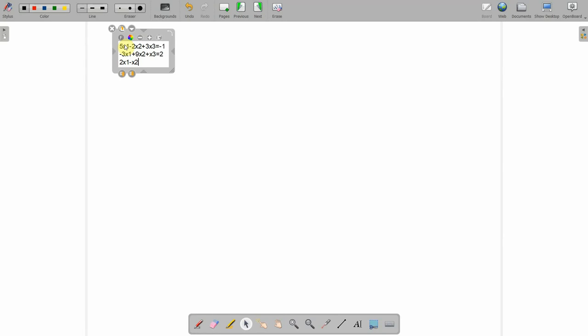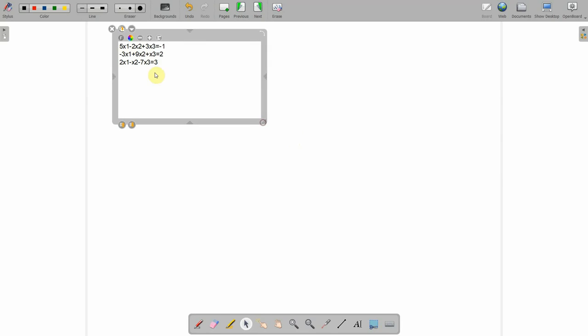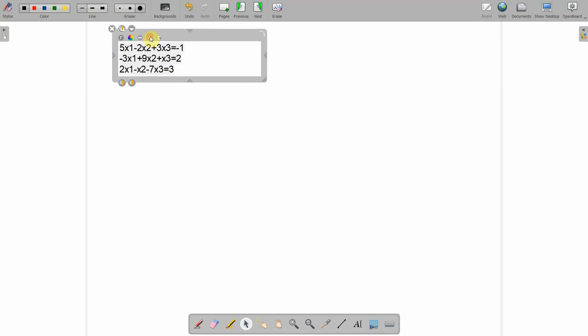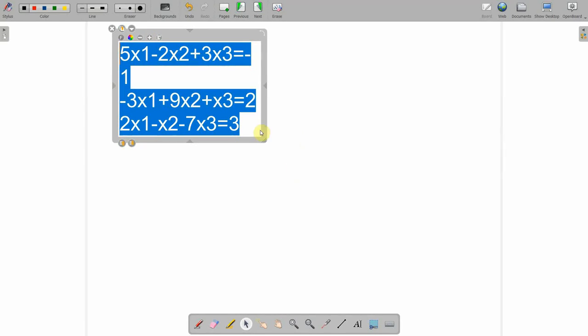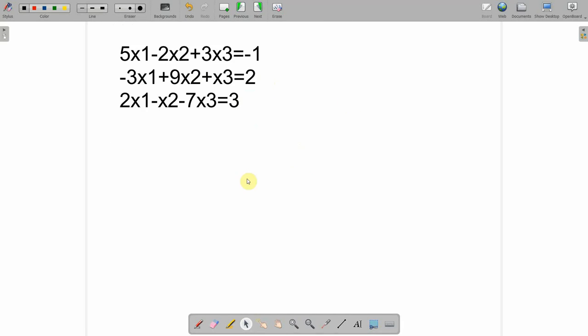x2 minus 7x3 equals to 3. Okay, so these are the equations you will be solving.